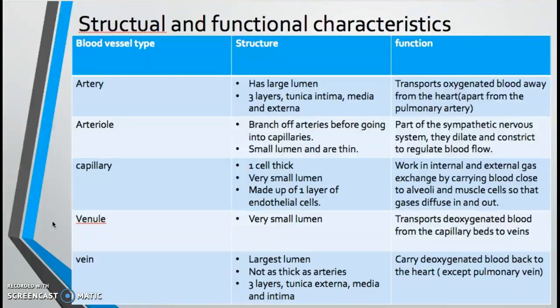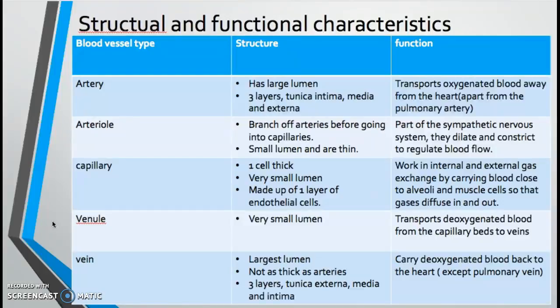The venule, there's not much structure about them. They just have a very small lumen, and obviously they're not very big. They transport deoxygenated blood from the capillary beds to veins. So it's sort of like the opposite of the arteriole.